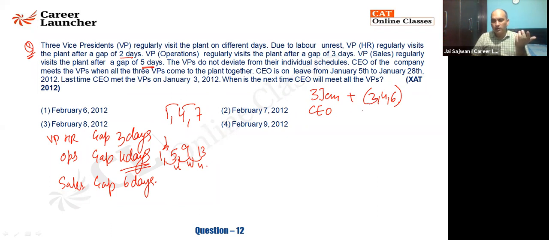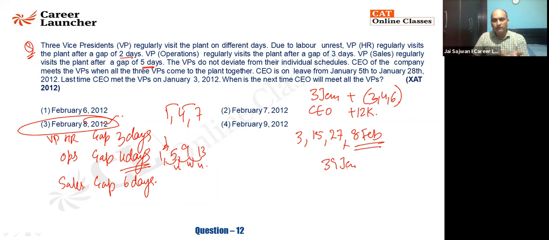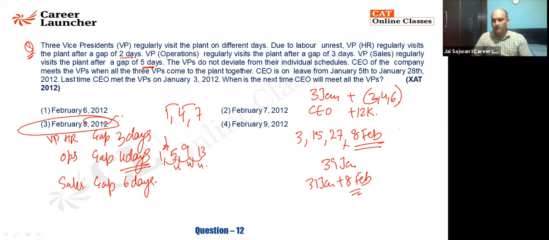So I'll say it is 3rd January plus 12 ka multiple hona chahiye. So if you add 12, it is coming out to be 15. If you add 12, it is 27. If you add 12, it is 39. 39 is 31 plus 8, that is 8th February. Fine. So the day when they are going to meet again will be, I hope it is clear. क्योंकि 39 जनवरी आएगा, 39 जनवरी तो होता नहीं है, वो तो 31st जनवरी होगा, plus 8 more days, that is 8th of February, all 3 of them are going to meet.